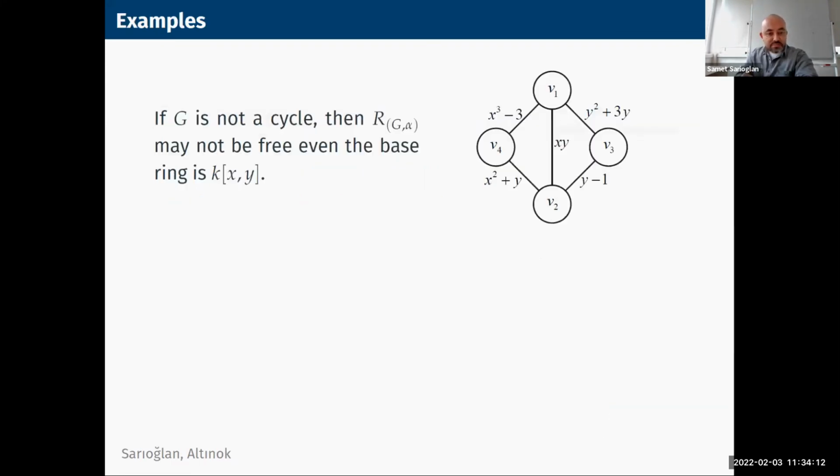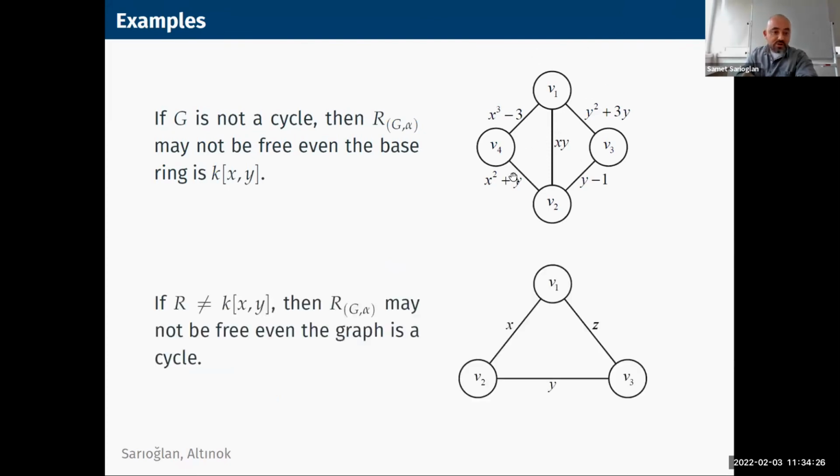So we have some examples. The first one is if G is not a cycle, then RG alpha may not be free, even if the base ring is K[x,y], the polynomial ring with two variables. Here is the example. And also, if R is not the polynomial ring with two variables, then RG alpha may not be free, even if the graph is a cycle. How do we know this one or this one is not free? We can use some computer-aided software like CoCoA or Macaulay2, and this gives us the freeness of these computations, and gives us the results.